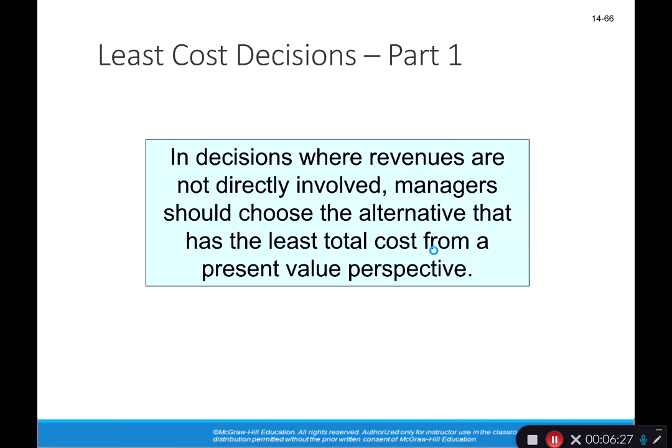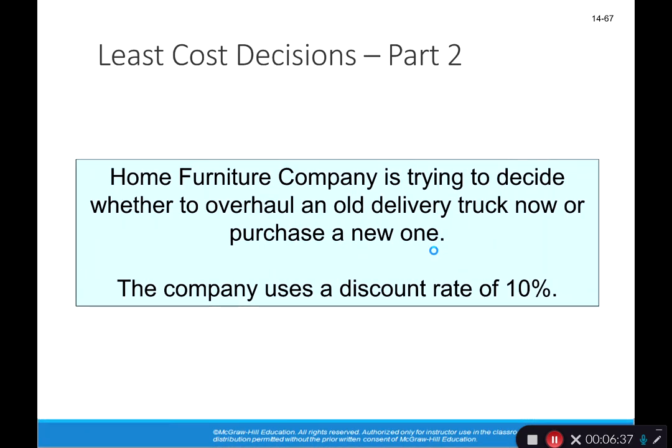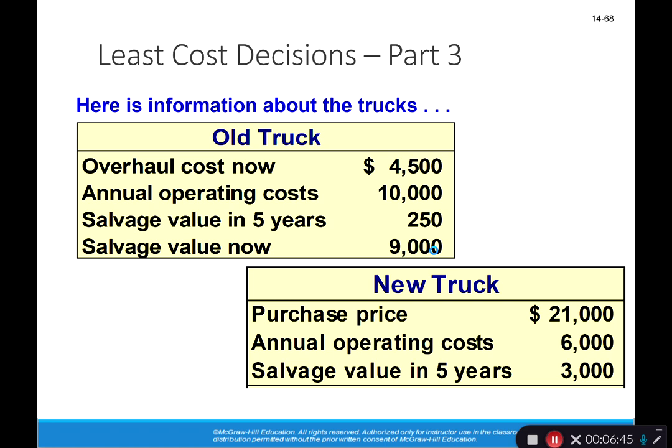Sometimes our decisions don't involve revenues at all, they just involve costs. In that case, we're going to choose the alternative that has the lowest cost. So Home Furniture is trying to decide whether to overhaul a delivery truck now or purchase a new one. They use a discount rate of 10%. The old truck, to overhaul it, costs $4,500. The annual operating costs are $10,000, and we'll get $250 at the end of 5 years back. The salvage value now is $9,000. We'll only get that if we sell it and buy a new truck, which costs $21,000, has annual operating costs of only $6,000, and a salvage value of $3,000 at the end.